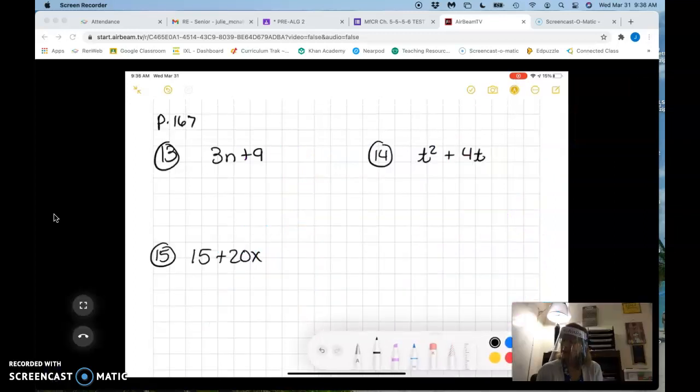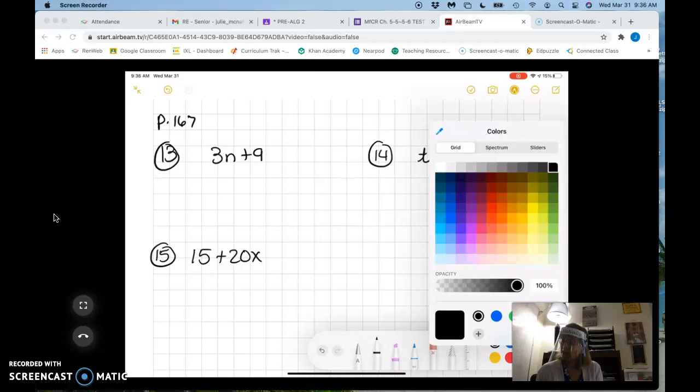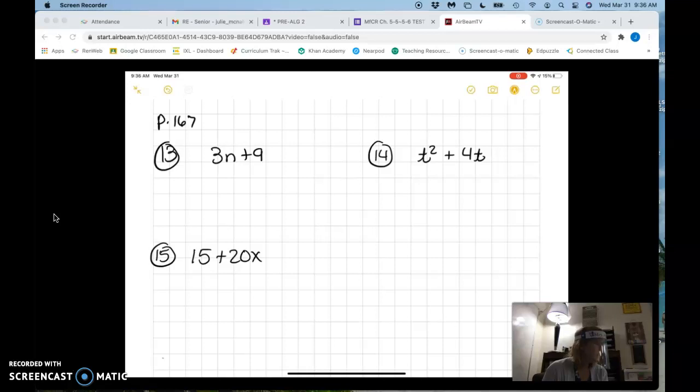Okay, for this section, it says factor each expression. So an expression, remember, is a problem that does not have an equal sign, but we do have variables. So we're going to look at both numbers that they give us and see if there's anything we could take out of both of them. So what is something that they both have in common? And I'm going to show you with number 13.